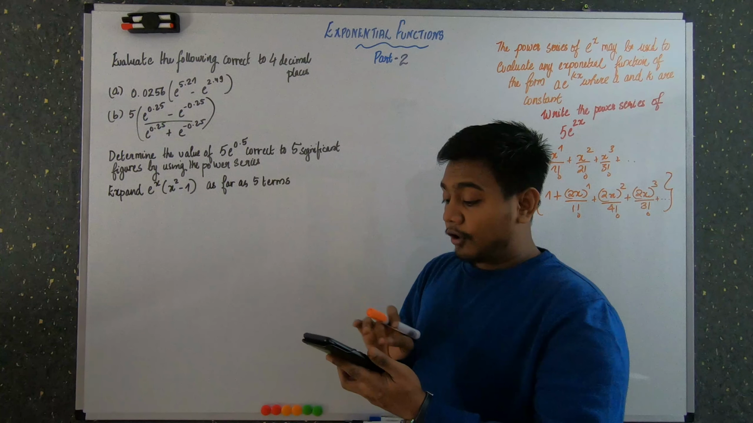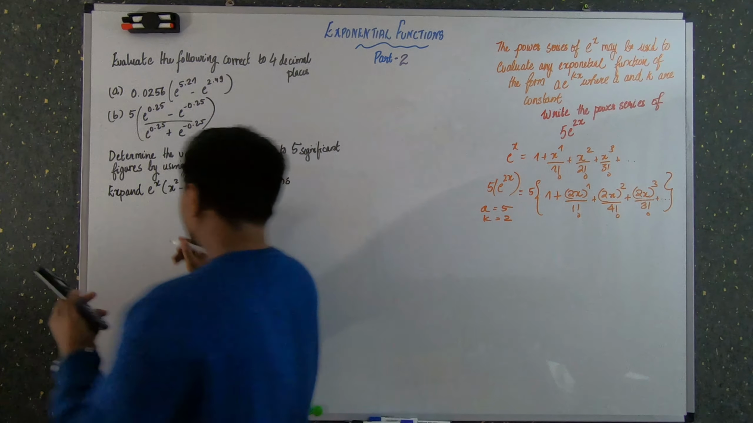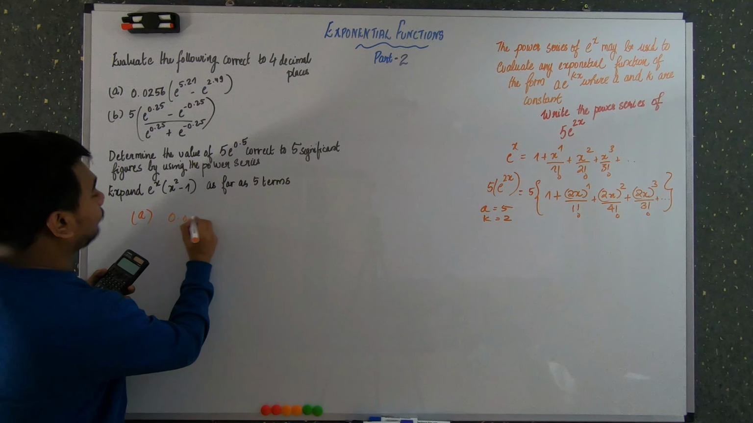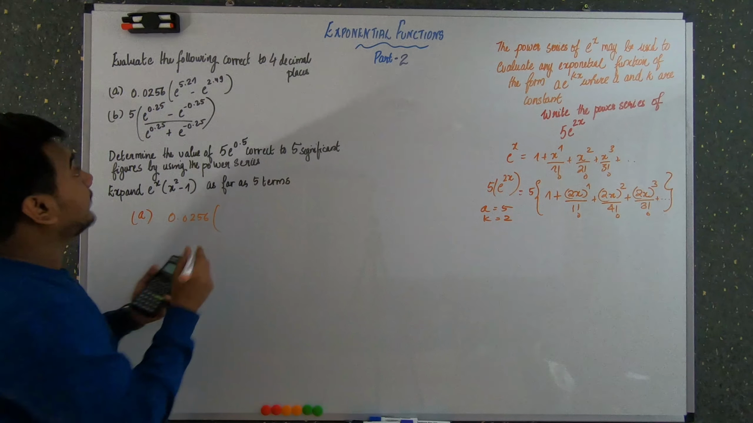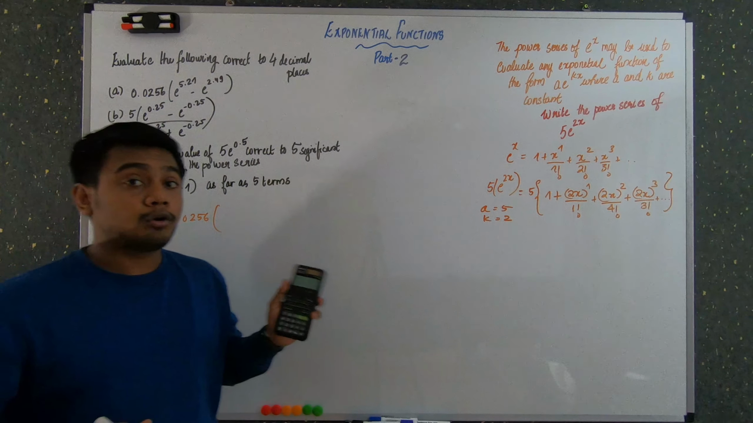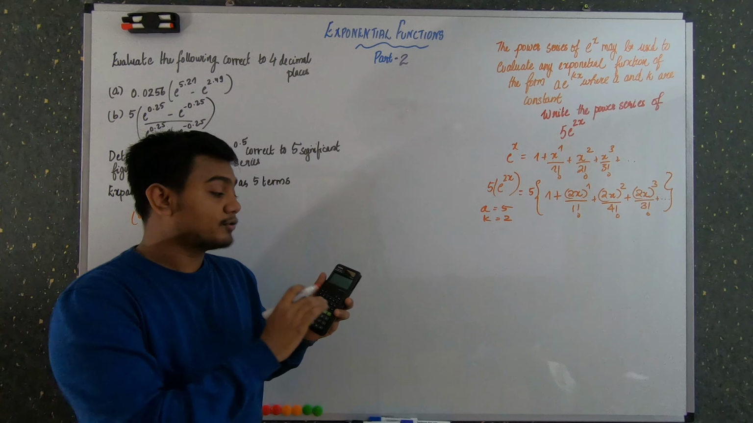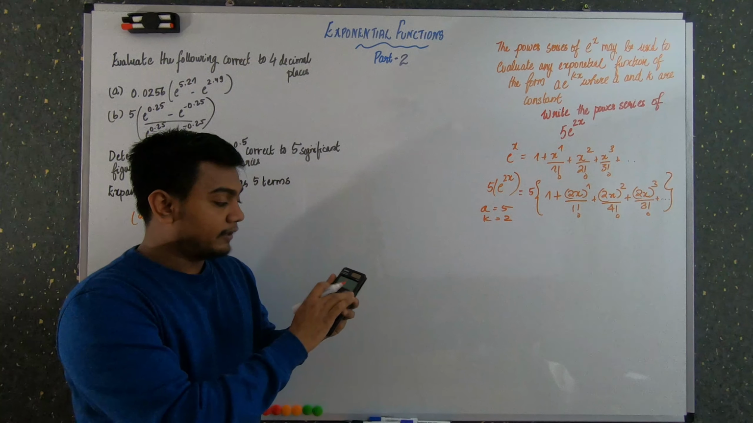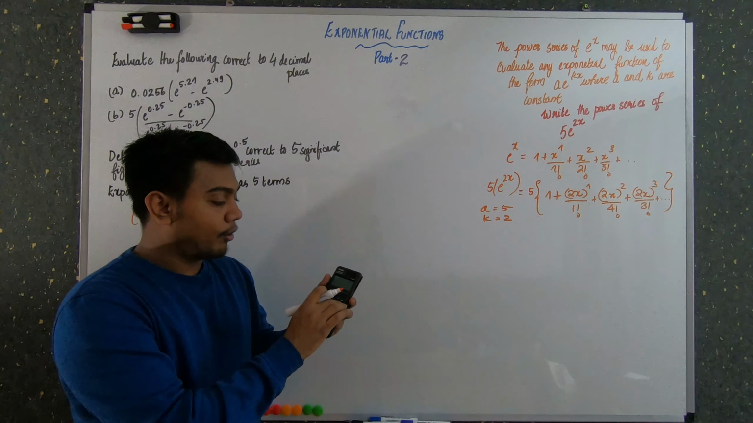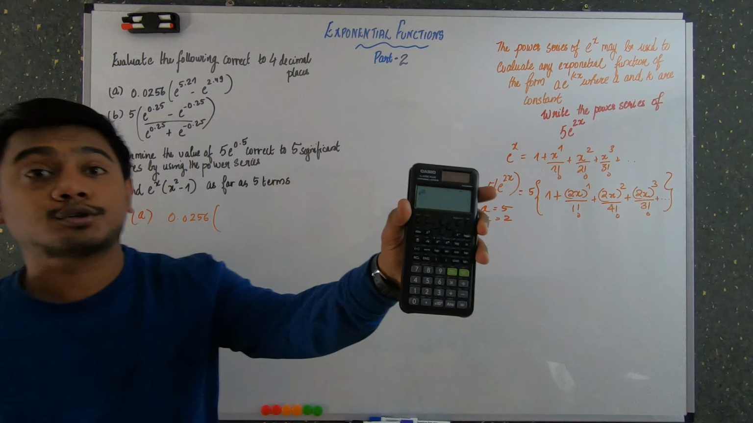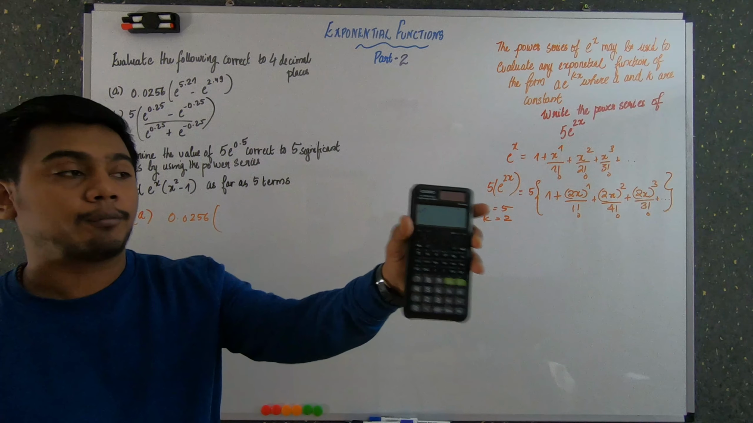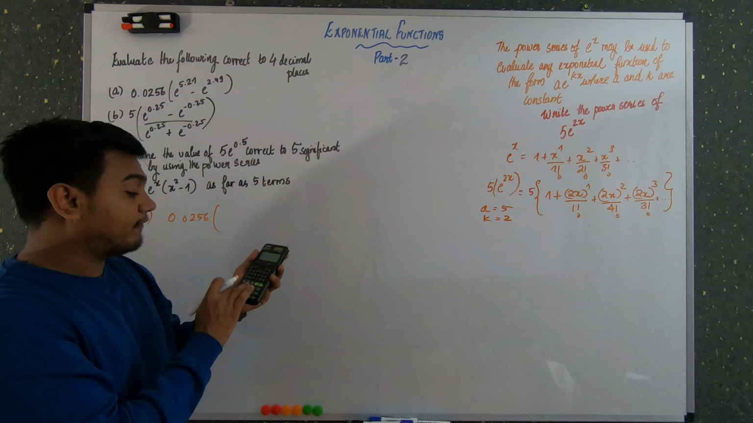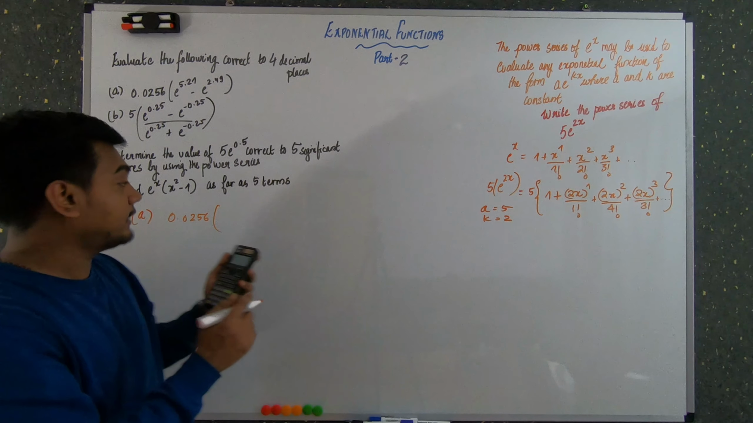Let's start with the first work problem, part A: 0.0256 into e raised to 5.21 minus e raised to 2.49. How to find exponential functions using the calculator? Press shift, then press the ln button. Now the e raised to term will appear in the calculator. Just type 5.21. What will you get?